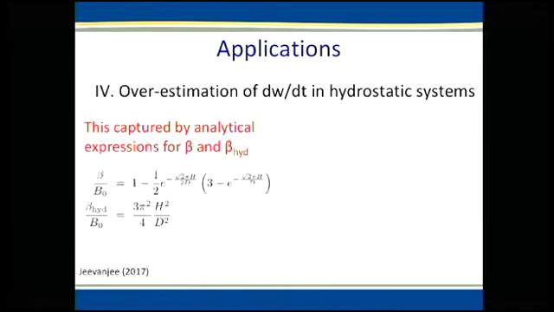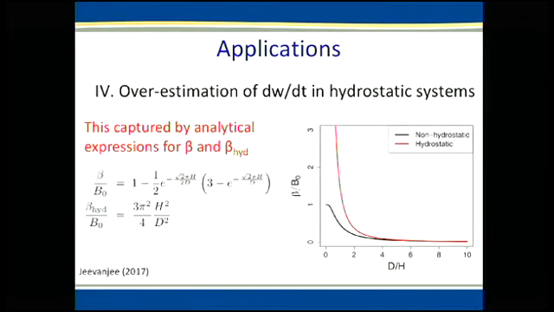So you can also try to capture this analytically. What I did was consider a density distribution that was a little different from the ones I showed you, but still highly idealized, and idealized enough that I could derive analytical expressions for both the non-hydrostatic beta over B naught and the hydrostatic beta over B naught. So I got these nice simple formulas, and I can plot these. This is what they look like.